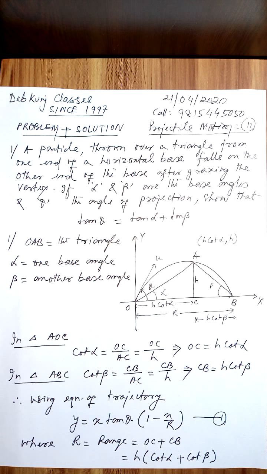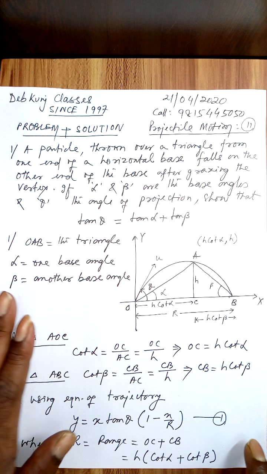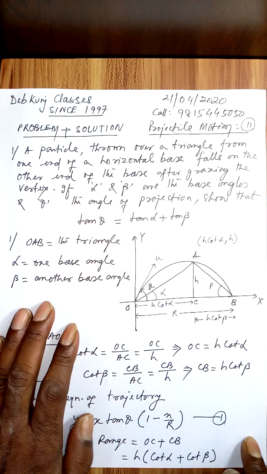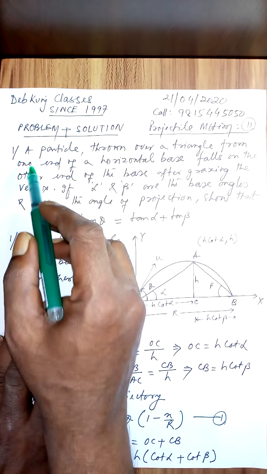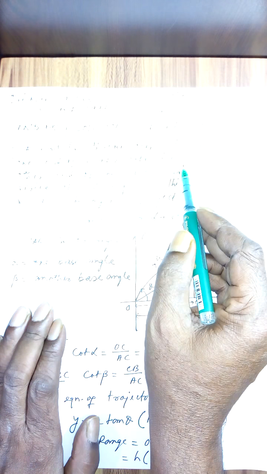Now another important numerical on projectile motion. Now look, a particle is thrown over a triangle from one end of a horizontal base. This is the triangle OAB. OAB is a triangle.